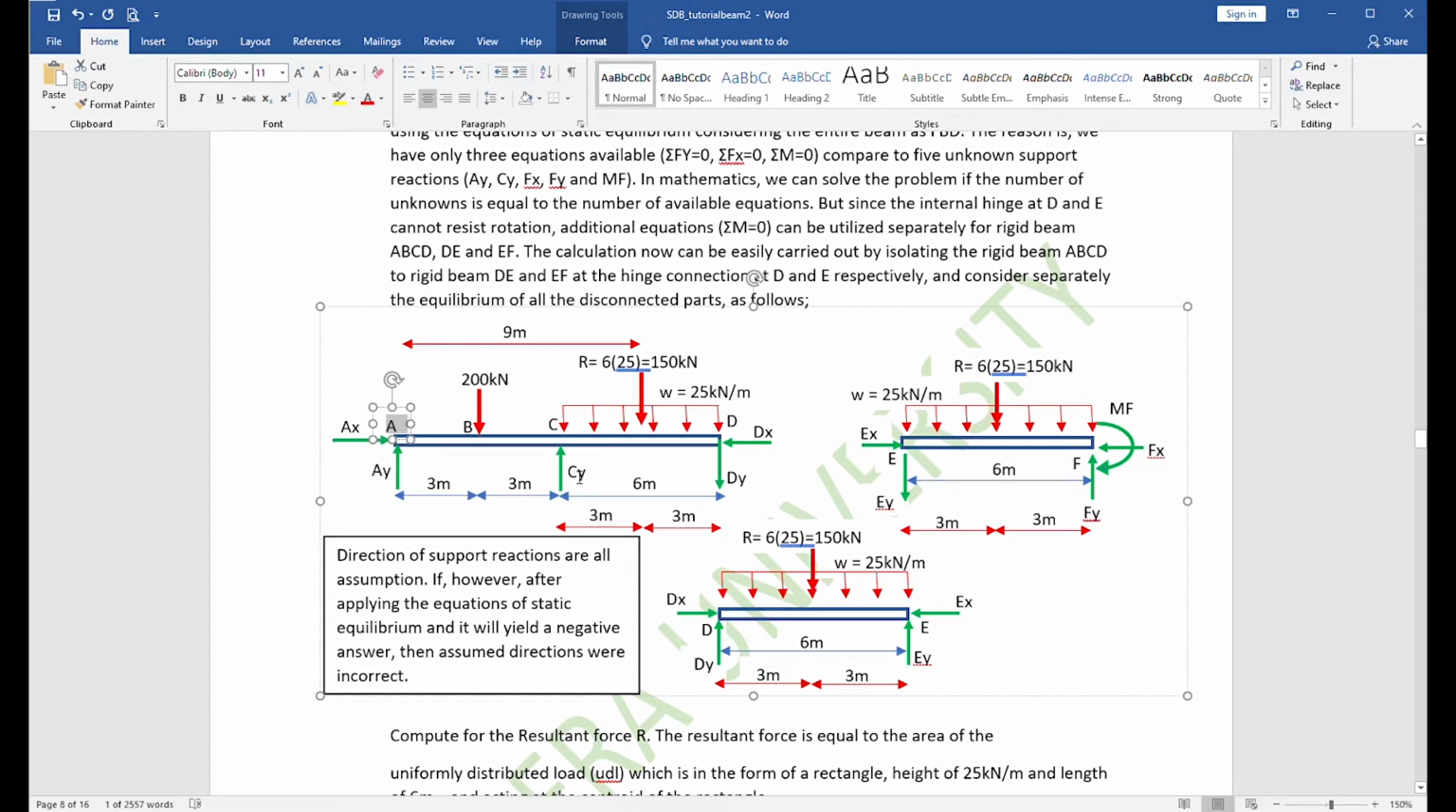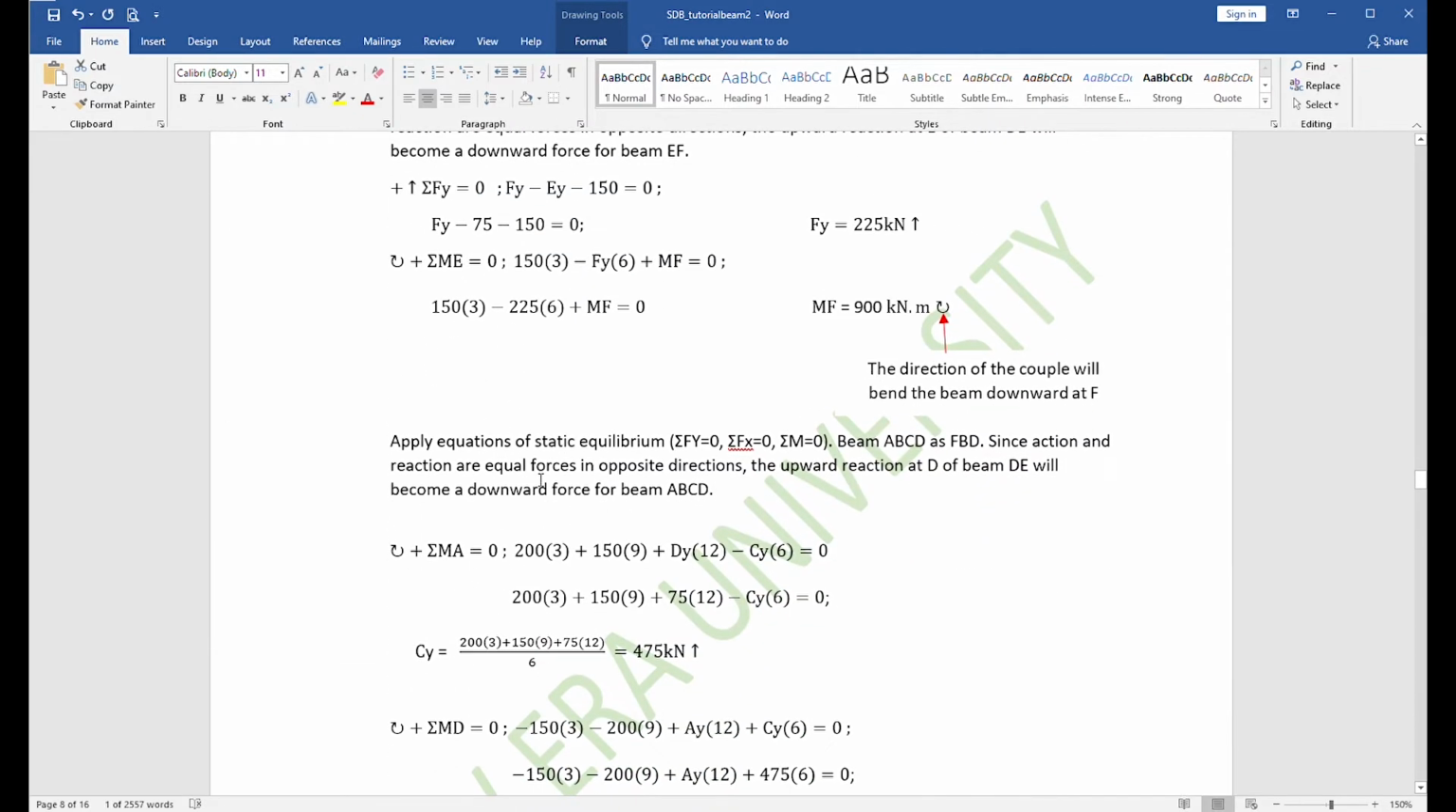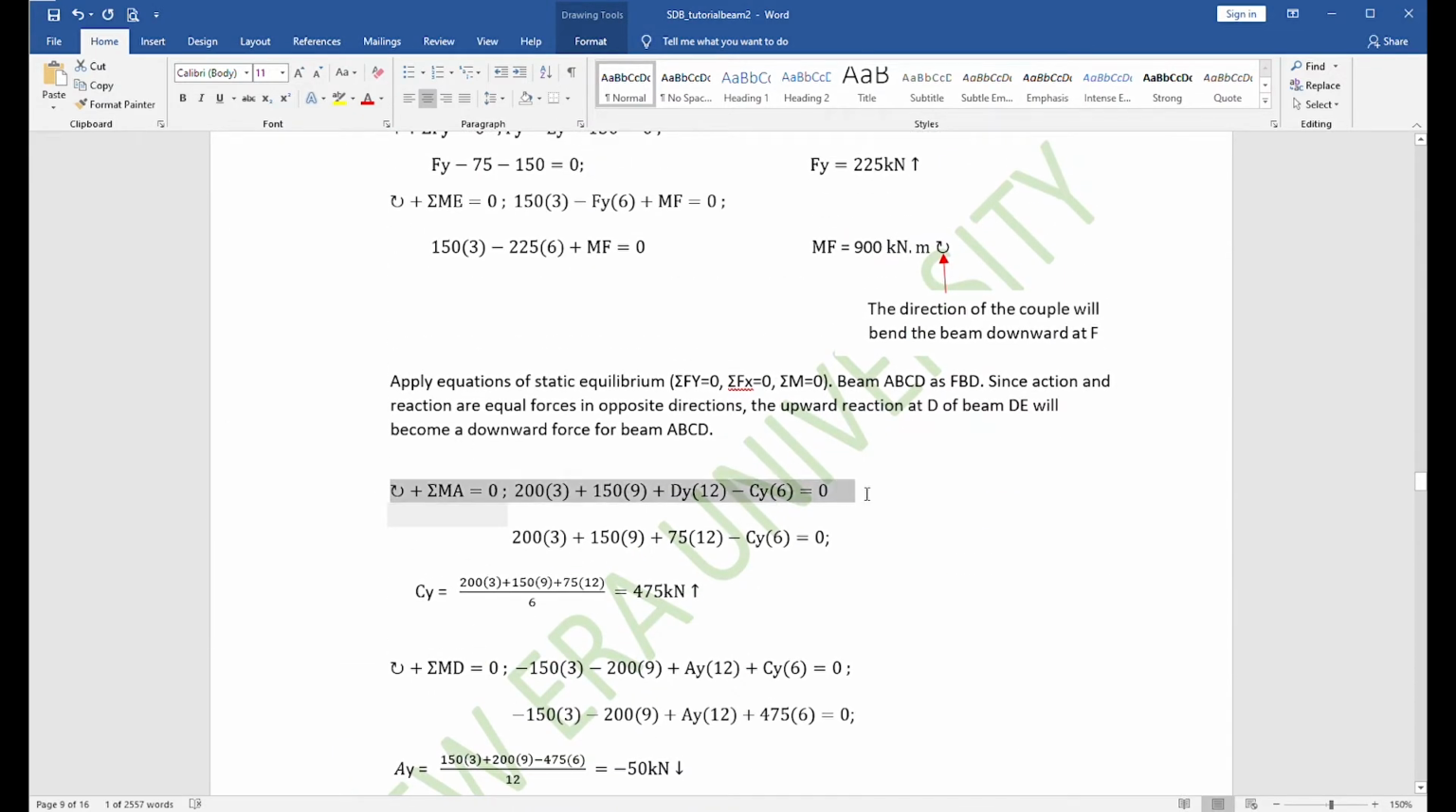So isa lang ang negative, yung CY. Counterclockwise kasi siya with respect to point A. So pag tinignan na natin itong summation of moment at A natin, mati-check natin ito. Parehong positive yung tatlo, itong CY lang ang negative. Okay, so if we replace the value of DY, that is equal to 75, na-solve na natin ito sa nauna nating equation, sa free body diagram DE. So pag replace na natin yan, kuha na natin ang CY. So from that equation, that is equal to 475 kN. Tama pa rin yung assumption natin. That is an upward support reaction.